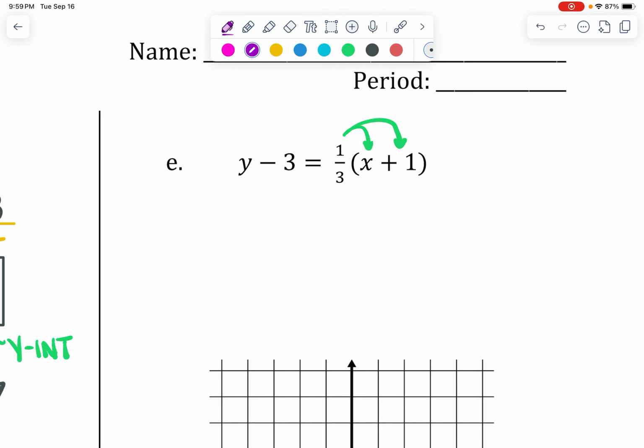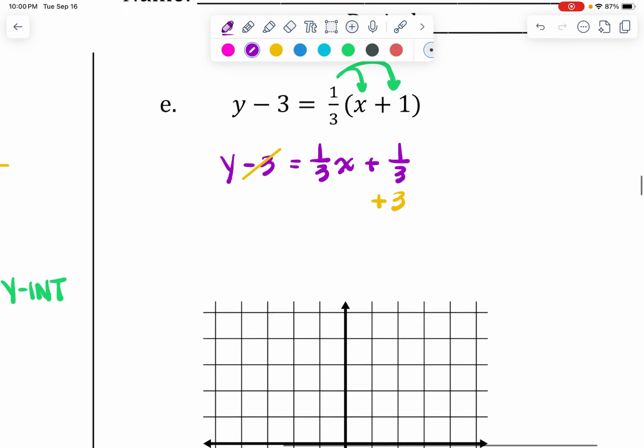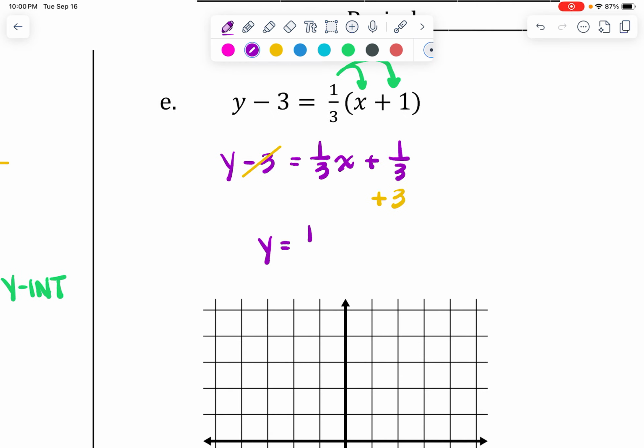So we're going to distribute the 1/3. So that's going to give me 1/3 x plus, and then 1/3 times 1 gives me another 1/3. Do not just bring down the plus 1. You cannot do that. You must distribute and multiply everybody inside the parentheses by the 1/3. And then I'm almost done. I just have to move this minus 3 and add 3. Okay, so that's going to give me y equals 1/3 x plus, now again, please use your calculator if you don't know what a third plus 3 is, right? That's actually 4/3 or 1 1/3.